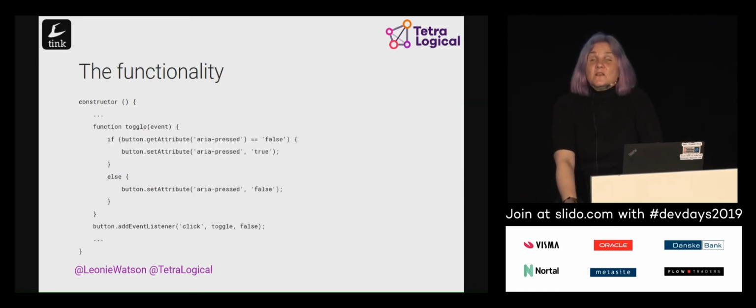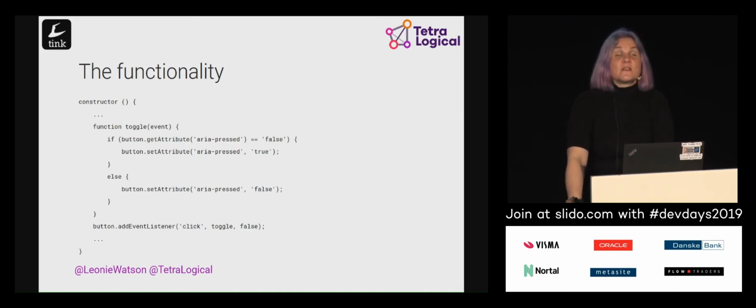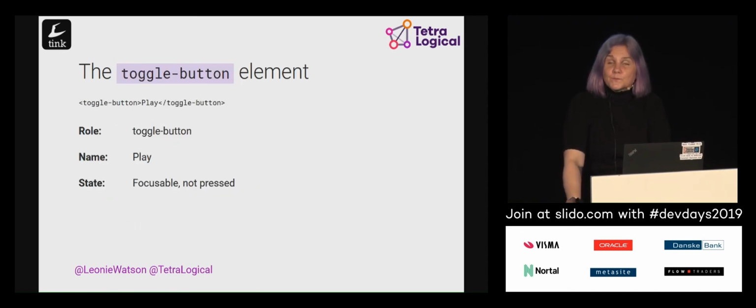The functionality looks pretty much exactly like it did in our other custom component. We do the same thing. We flip the state of the ARIA pressed attribute, so we get that same visual setup related to the accessibility state, and that's all communicated to the screen reader. So it's really just lifting and shifting exactly the same code, but putting it inside a custom element this time.